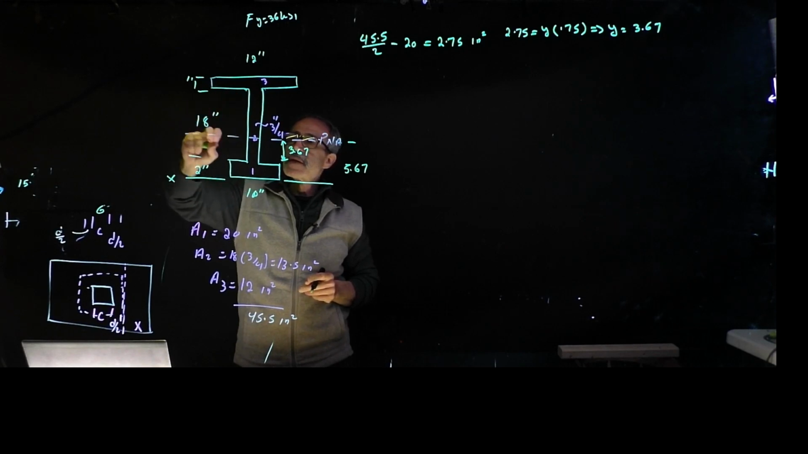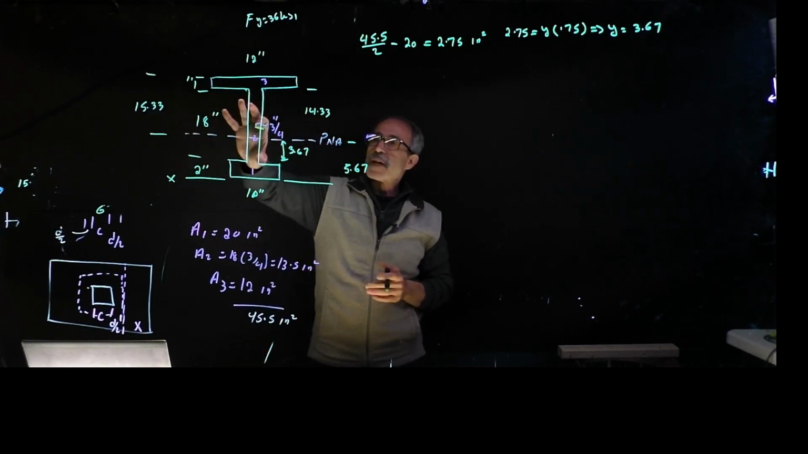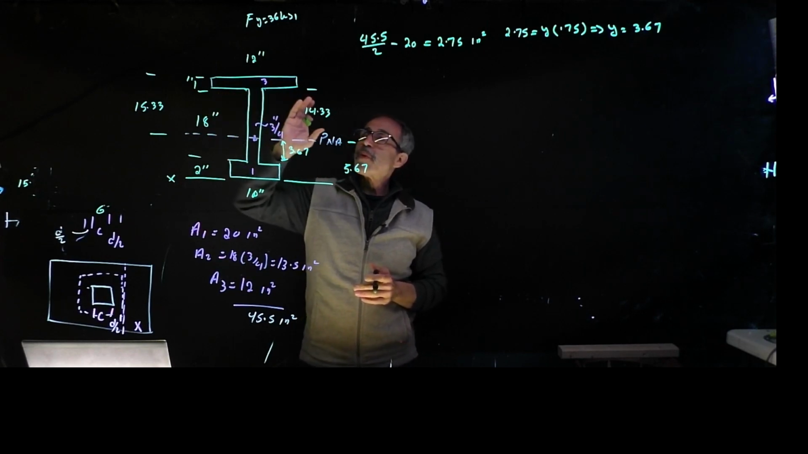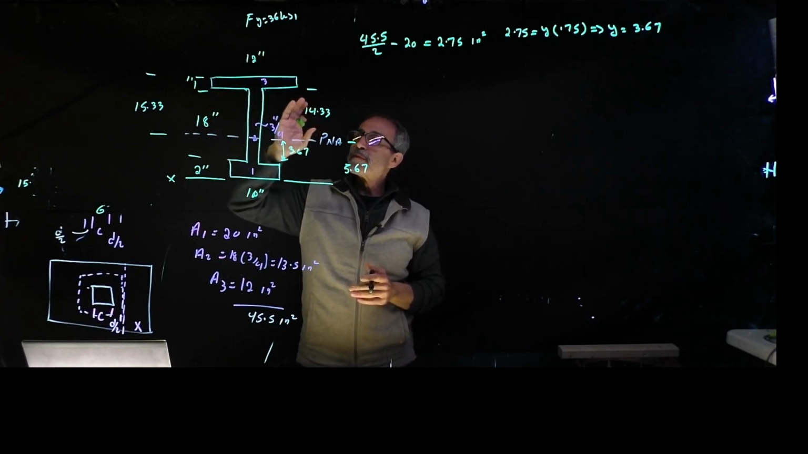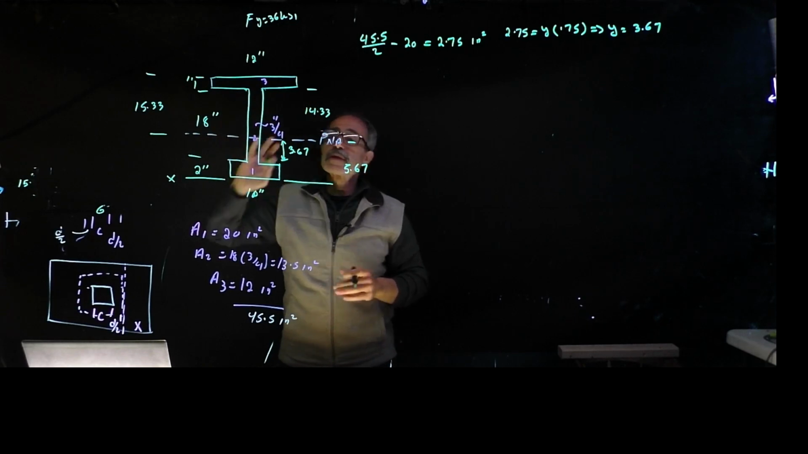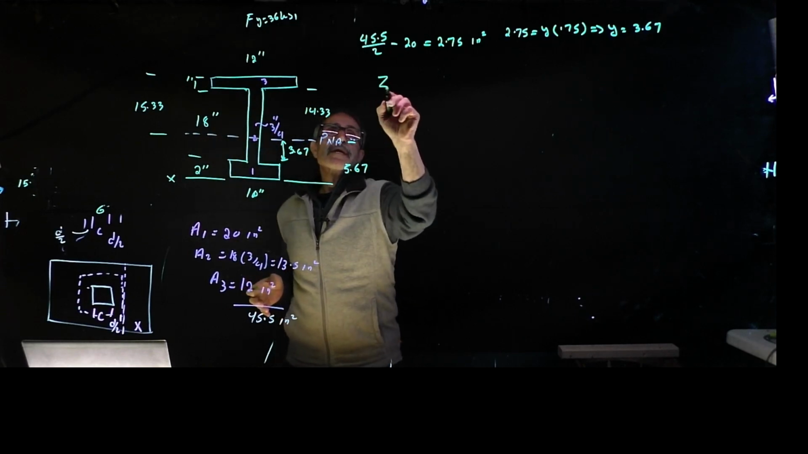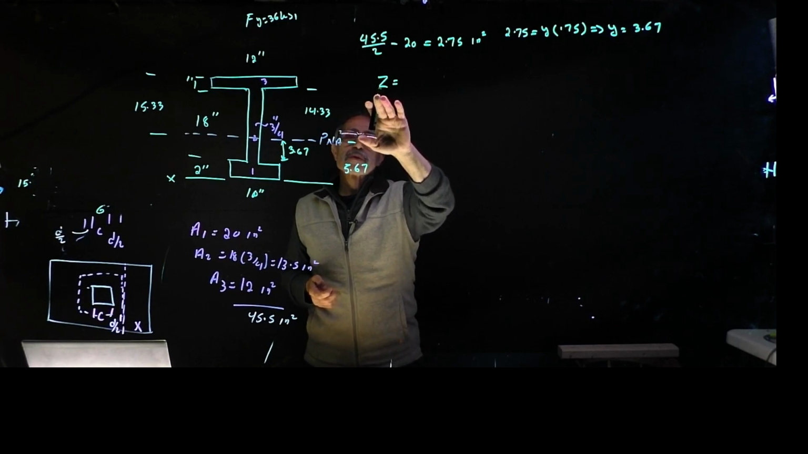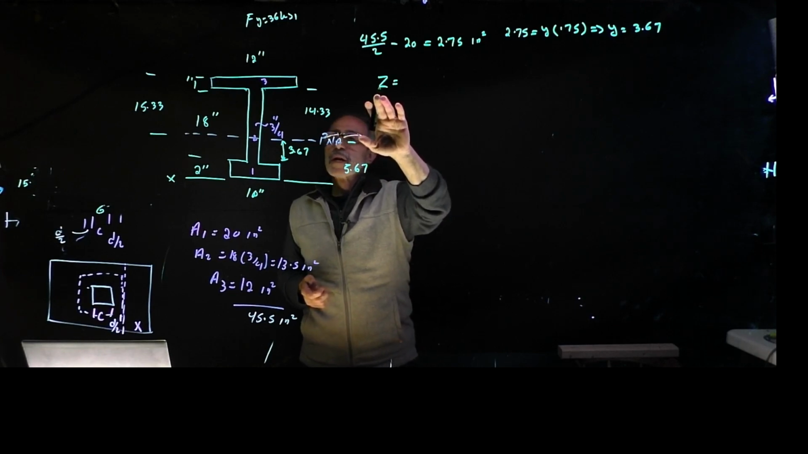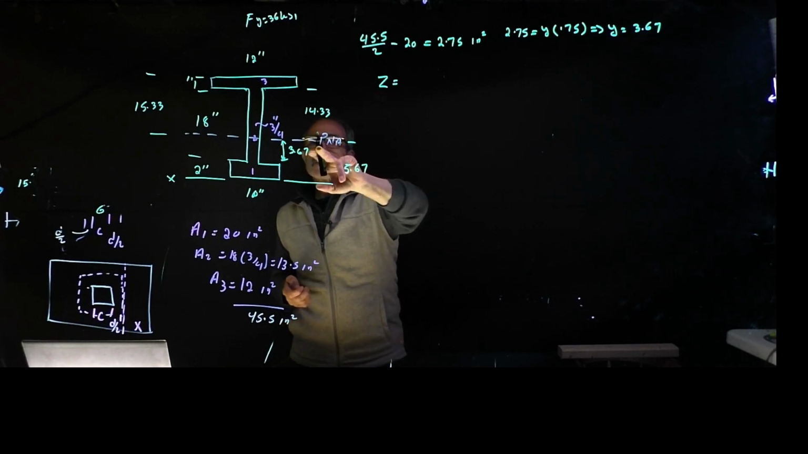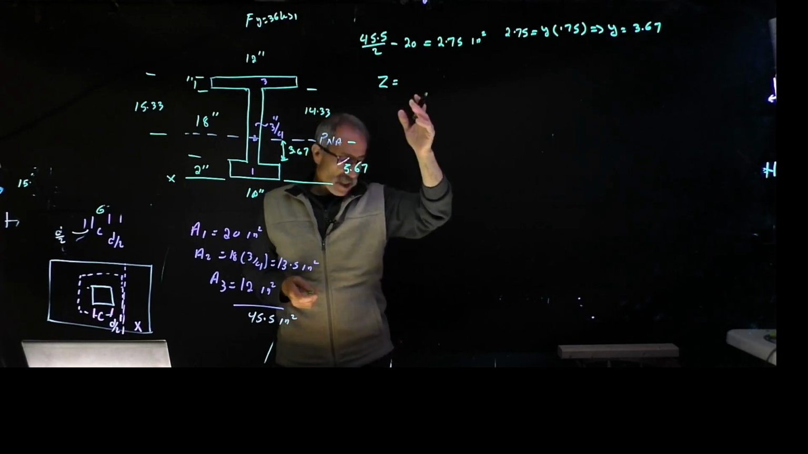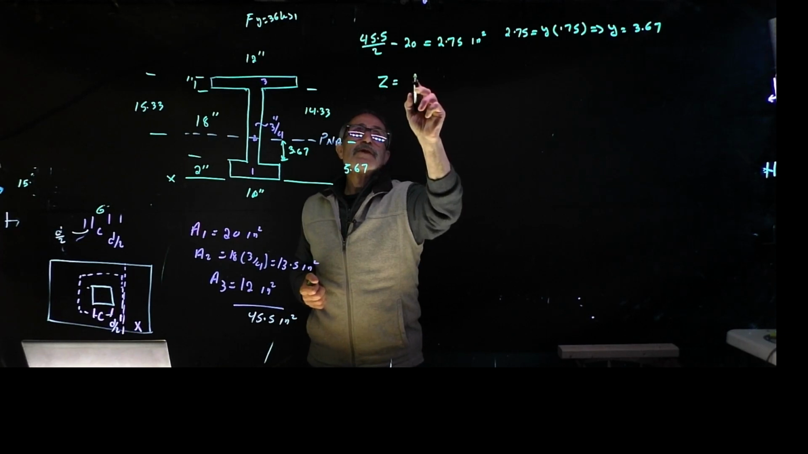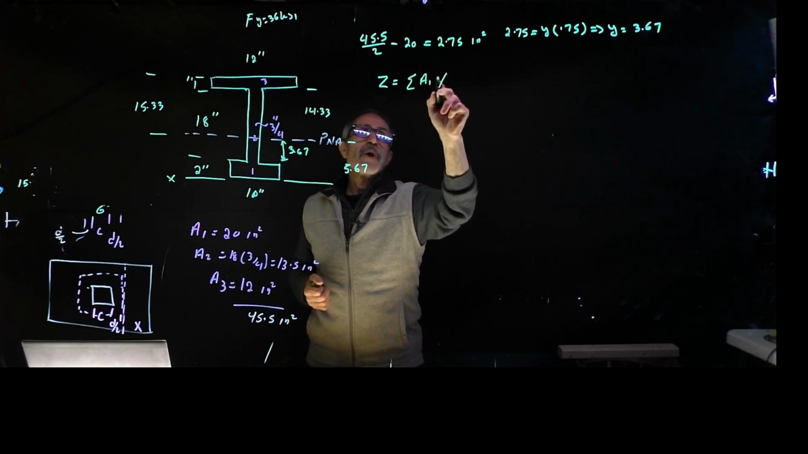5.67 minus, my numbers are there. I think I got them. So now we want to find the plastic section modulus, which is Z, and that's going to be the section modulus. That's basically the summation of all the area, first moment area about the neutral axis. So we can write it down as a summation of Ai times Yi.